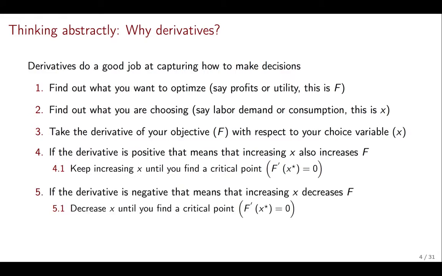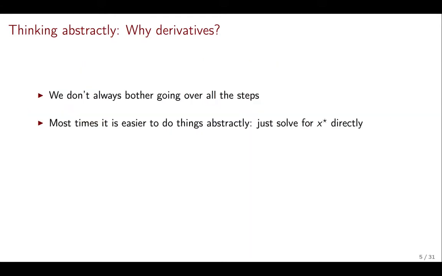If on the other hand the derivative is negative, that means that increasing x, in this example increasing consumption, will actually decrease your utility. Well, we don't want that, so we're going to backtrack. We're going to decrease x until you find a critical point. And so this way of thinking is really what's behind the fact that we use derivatives. We want to model, we want to capture. Modeling is just a way of capturing reality. We're going to model how people make decisions by the fact that they are taking derivatives. And so we're going to take derivatives as well.